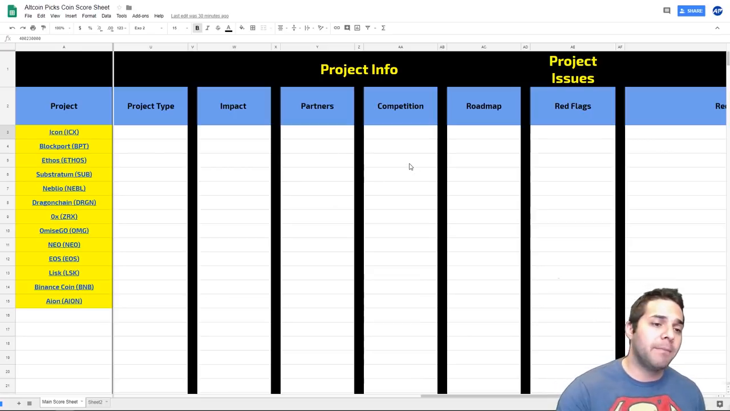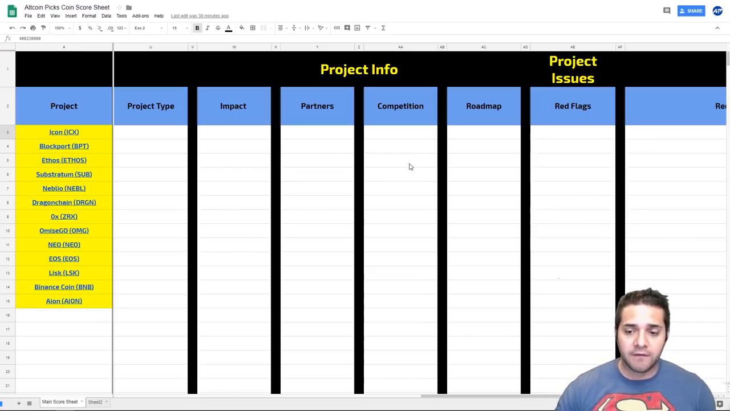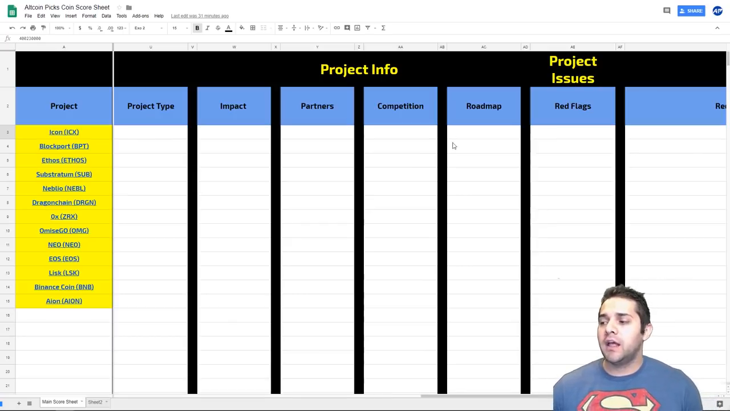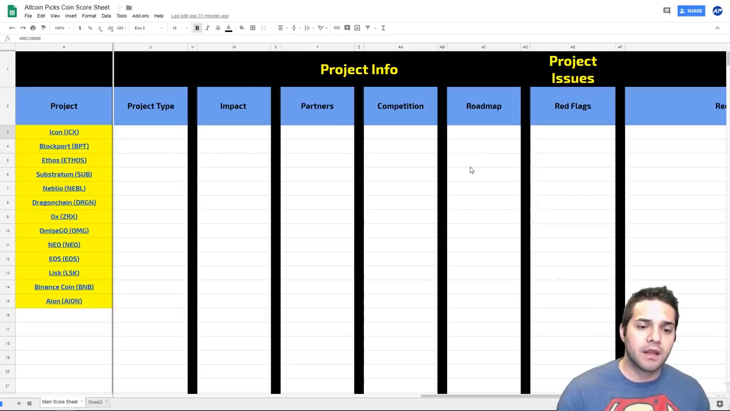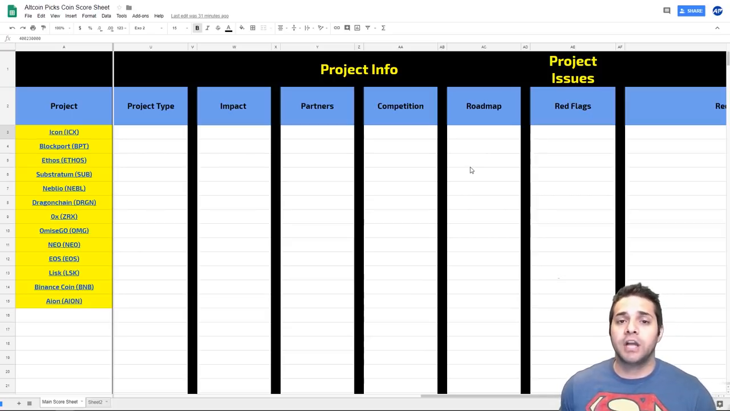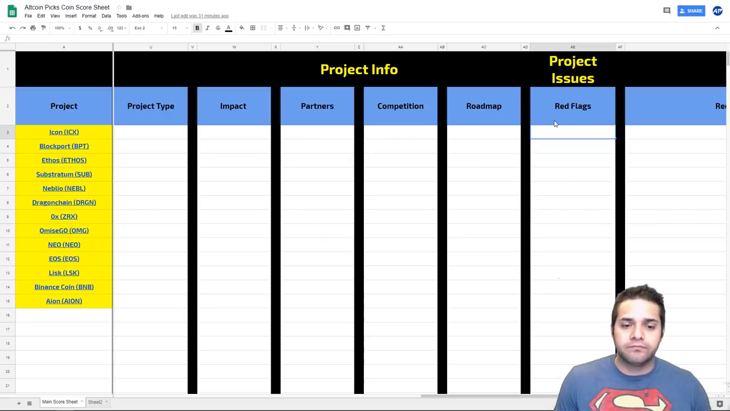Competition, are they at the top of their competition in terms of overall project? Like Ethereum is obviously at their top. I honestly believe Dragon Chain is doing great, and they might not be at the top, but they're at least above average. Then their roadmap, what are they doing? Do they have their testnet, the exchange for that particular project? Is it coming out within the next 3 months, or are they taking years to bring this out? And then any red flags, for example, do they not have any team that's being shown, or they haven't even had a prototype out yet?